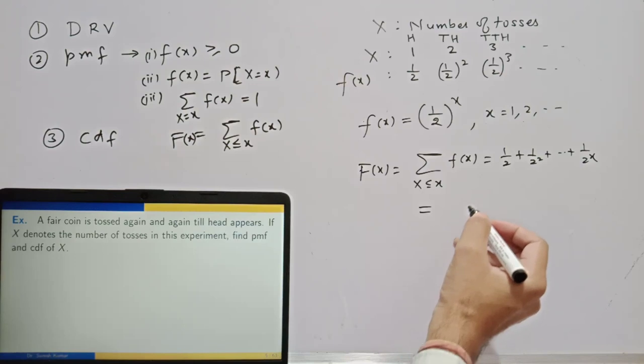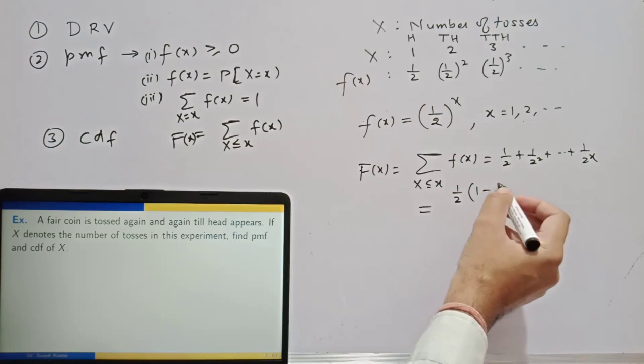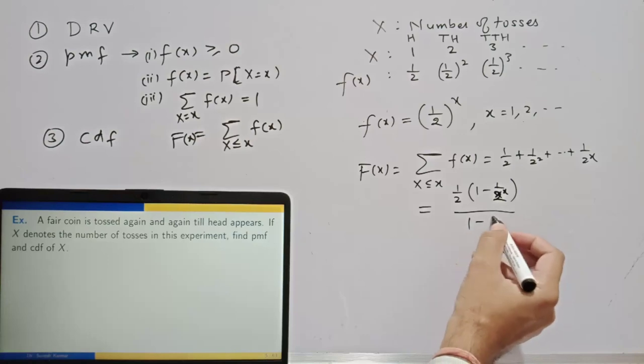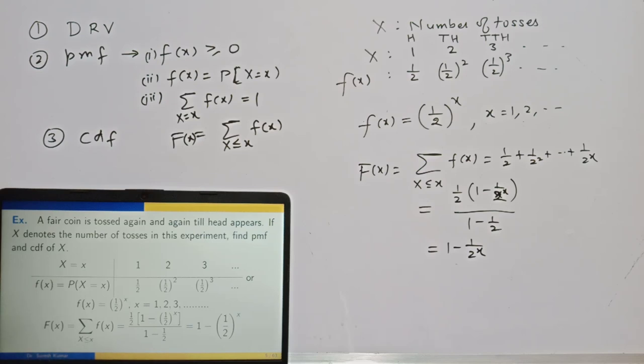It is a GP. So what is the sum of this GP? First term 1 over 2 minus 1 over 2 power x times 1 over 2, divided by 1 minus 1 over 2. So you are left with 1 minus 1 over 2 power x. This is the CDF. Okay, so this is how you can show the PMF as well as the CDF. See the definition of the random variable here. Accordingly, you have written the values, then the corresponding probabilities.